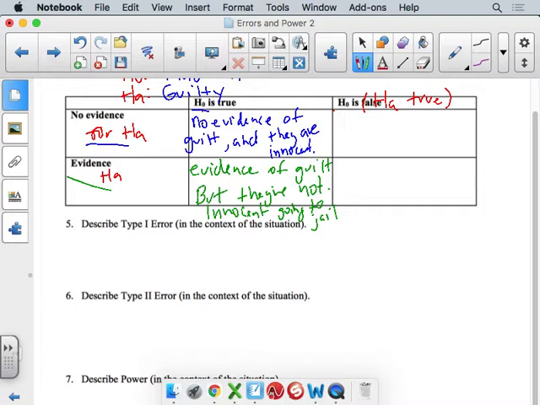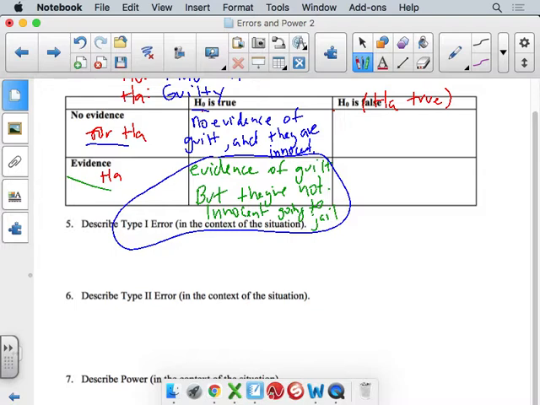Alright. So this right here is your type 1 error. The jury found evidence of guilt, but the person is not guilty, so you just sent an innocent person to jail. You just made a mistake.